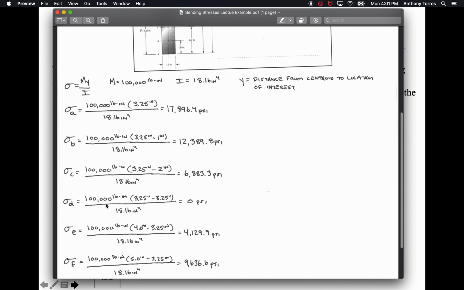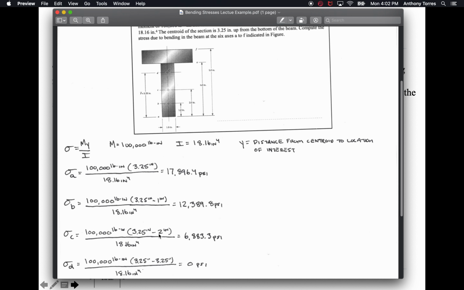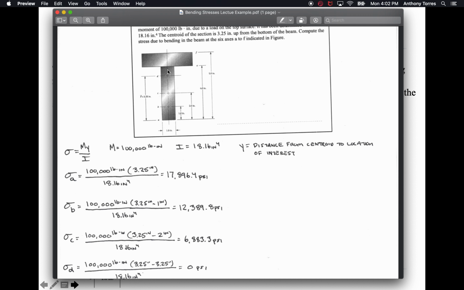So, sigma at point E. Point E is right up here, right on the edge of what's called a flange in these types of beams, the flange right here at the interface. Well, that is 4 inches minus 3.25 now. Now the distance is from here to here. How did I get the 4 inches? Well, 4 inches is this total distance from the bottom. Minus this 3.25 gives me the remaining little distance right here. That equals 4,129.9 psi.